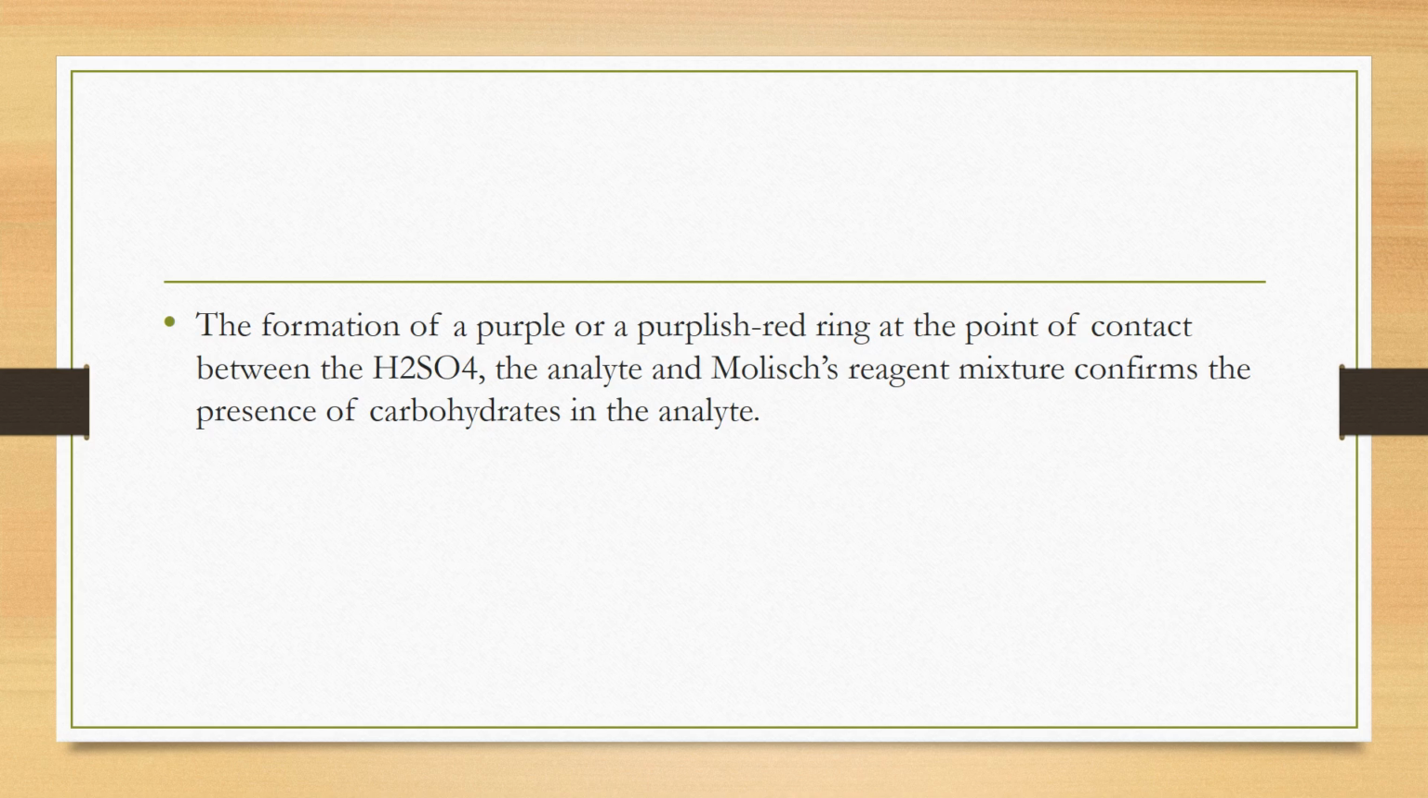So if we see the purple ring, that means this is positive for the Molisch test. That means there is a carbohydrate in this sample. If there is no purple ring, that means the sample doesn't contain carbohydrate.